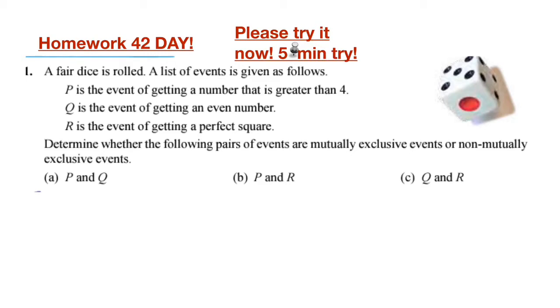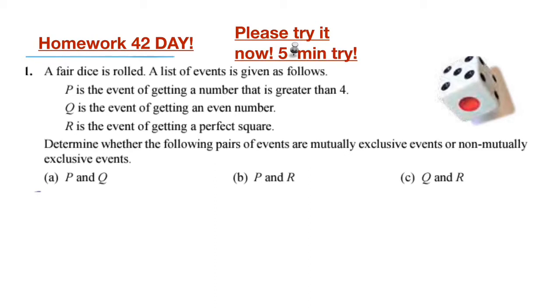A fair dice is rolled. A list of events is given as follows. P is the event of getting a number that is greater than 4. Q is the event of getting an even number. R is the event of getting a perfect square. Determine whether the following pairs of events are mutually exclusive events or non-mutually exclusive events.